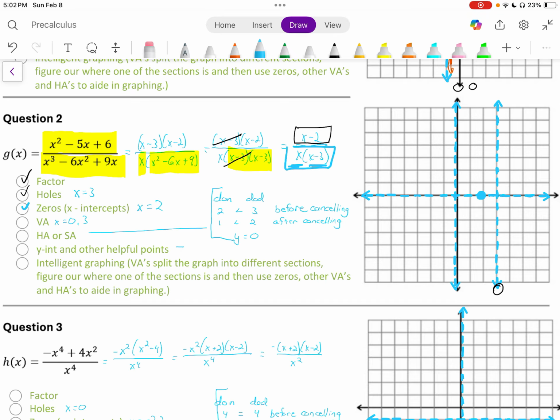And this one at 3 here, an asymptote trumps a hole. Both of them say that 3 can't be part of the domain, but yeah, it will be asymptotic there.